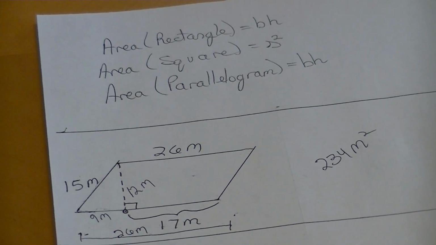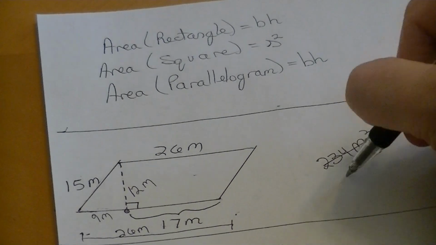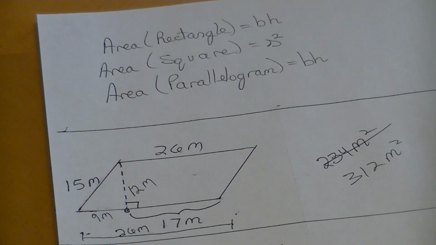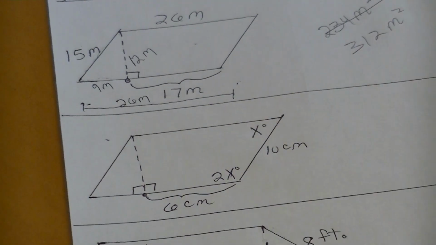Let me double check something. That's not right, is it? 312 meters squared. 26 times 12, that mental math didn't look right to me. 312 meters squared.